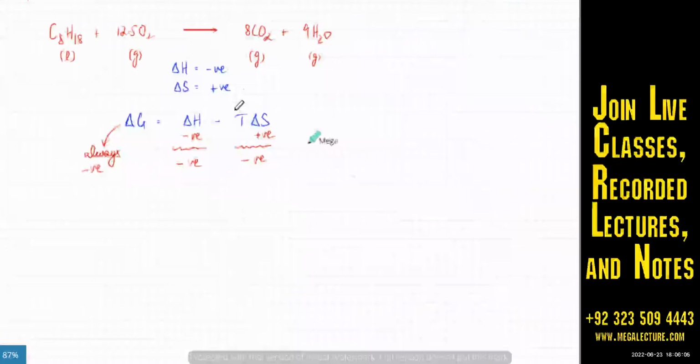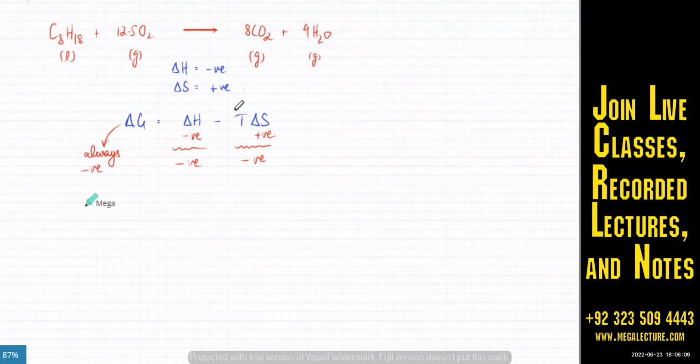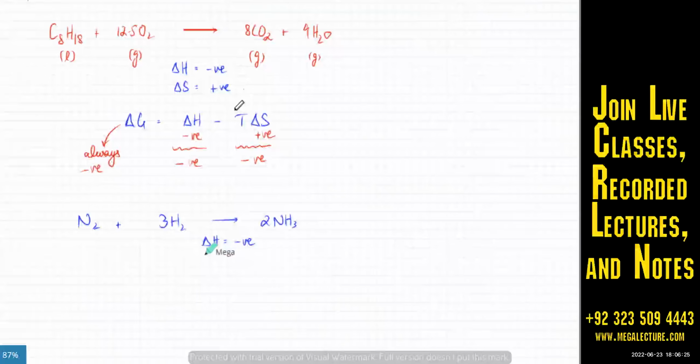Another example, let's talk about the Haber process, N2 plus 3H2 gives 2NH3. The delta H is negative for this. It's minus 88 something. What do you think is delta S for this? Positive or negative? Negative. Okay, that is negative.